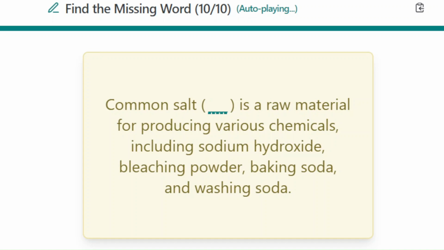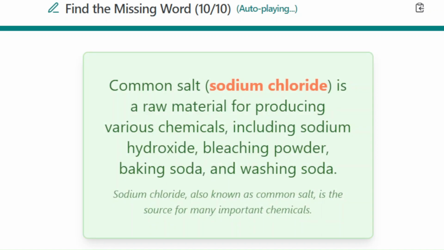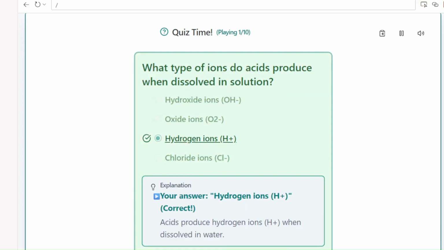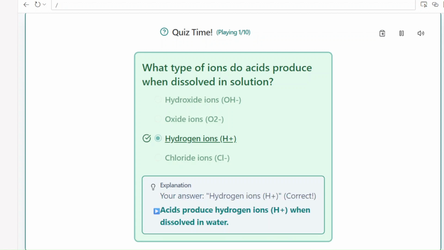Common salt is a raw material for producing various chemicals, including sodium hydroxide, bleaching powder, baking soda, and washing soda. Sodium chloride. Explanation: sodium chloride, also known as common salt, is the source for many important chemicals. The correct answer is hydrogen ions, H+. Explanation: acids produce hydrogen ions, H+, when dissolved in water.